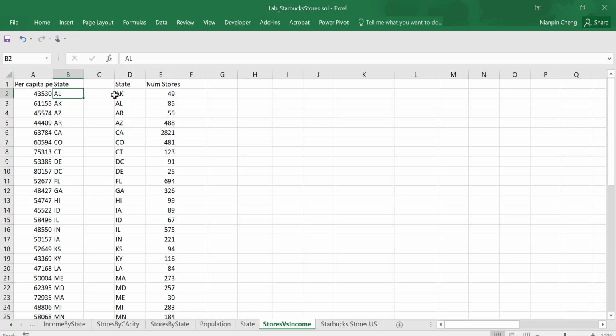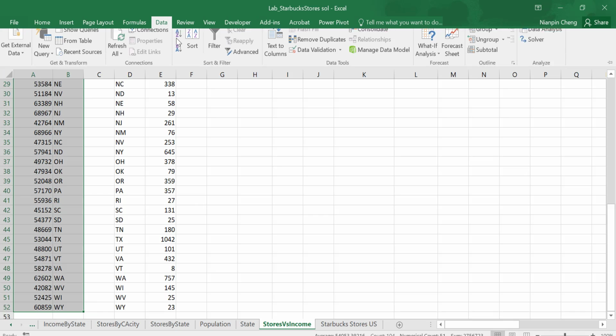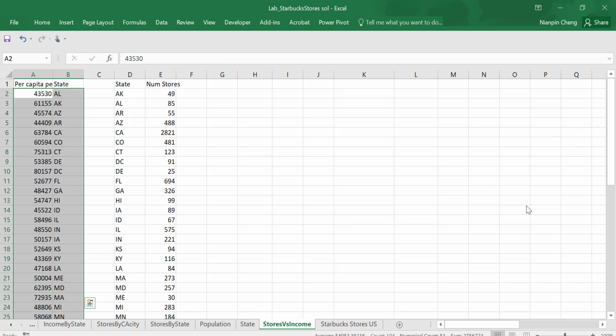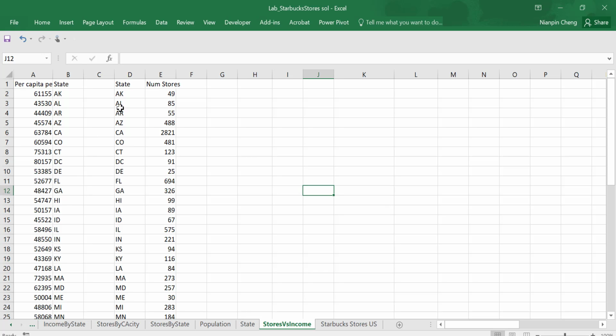So see here we cannot easily match because the order of the states is different. So this one is sorted by state abbreviation. So we also need to sort the data here by state. Otherwise we cannot have the matched result. So sort by state from A to Z. So here my data has headers, so the first row won't be sorted because that's your title. Okay, now data is good.